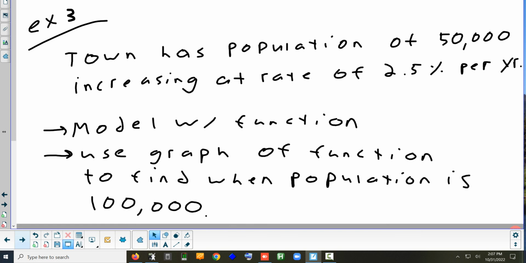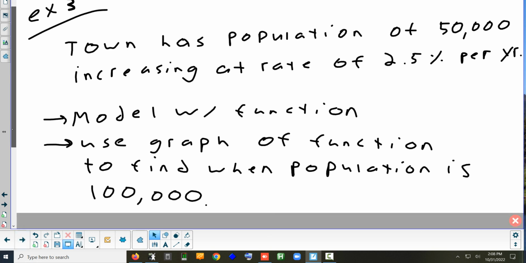So the question they're basically asking is, when is the population going to double? That's another way of wording what they just said. When are you going to hit 100,000 people? Okay, so we'll write our equation first, and then I'll show you how to use the graph to figure it out.